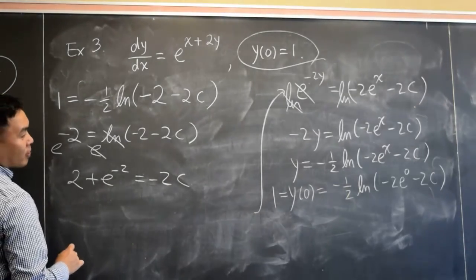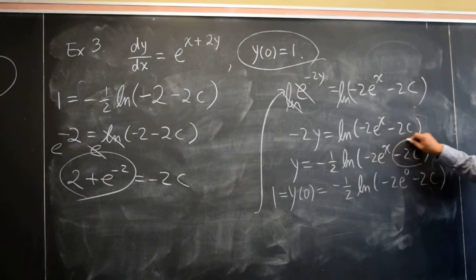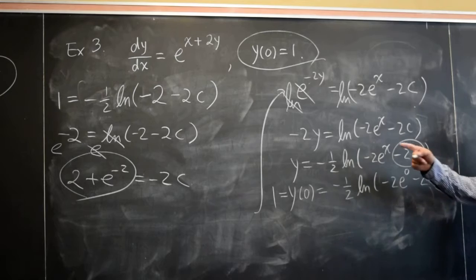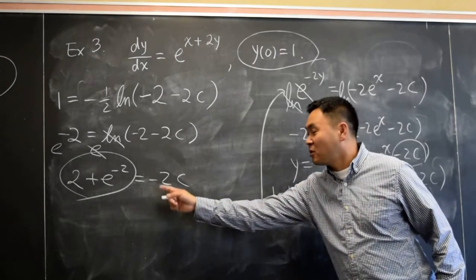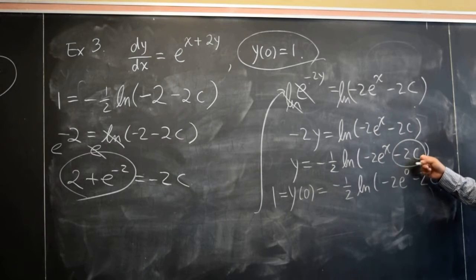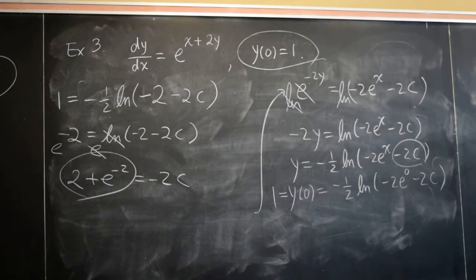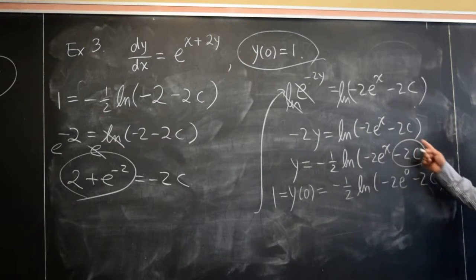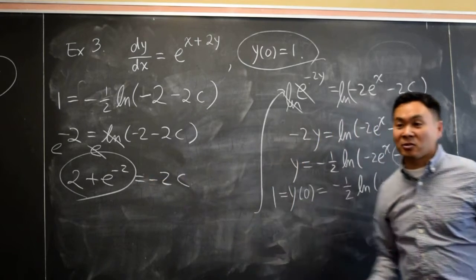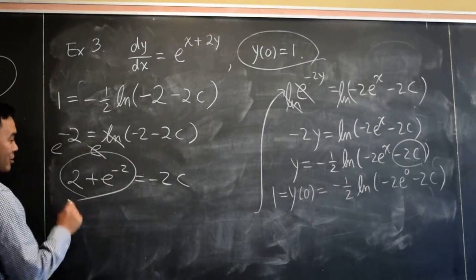And therefore, I see that this negative 2c is the same as 2 plus e to the negative 2. I can proceed to solve for c and then plug in, but that's not necessary because c is just some number, and my goal is to make this entire thing equal to 1. So you can just replace this circled part with that, and that's the final answer. I guess that's a little confusing. Well, let's just solve it and then plug it in.